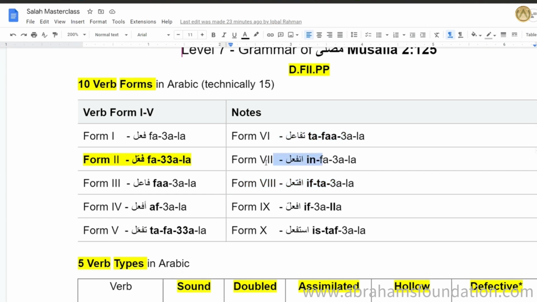Form 4 and 5 is there. This one's least used, and form 10, and so on. You don't have to know all what I just said, but these are common in the Quran. But this right now is all you need to know. So there's 10 form verbs, okay?